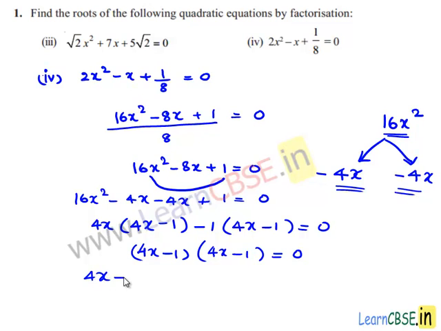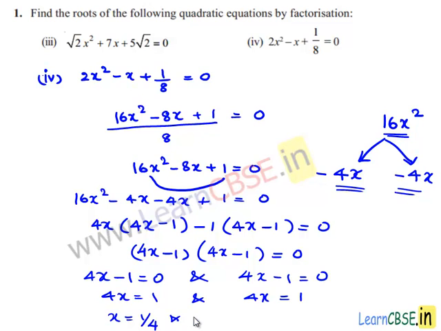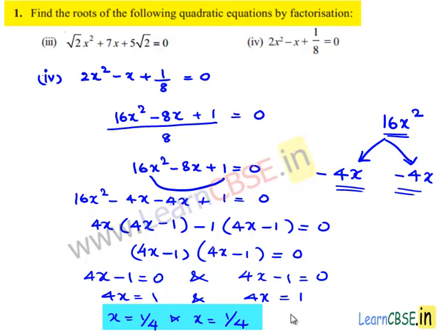We can write 4x minus 1 is equal to 0 and 4x minus 1 is equal to 0. 4x is equal to 1 and here also 4x is equal to 1. Therefore x is equal to 1 by 4 and x is equal to 1 by 4. Therefore this equation has the repeated roots which are 1 by 4 and 1 by 4.